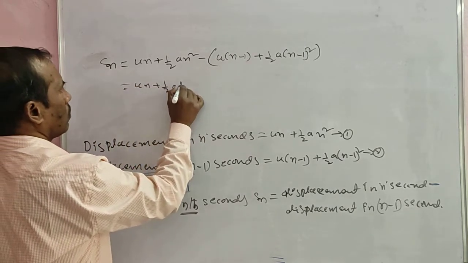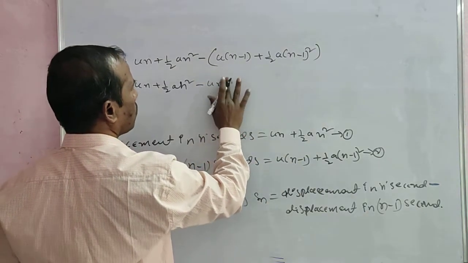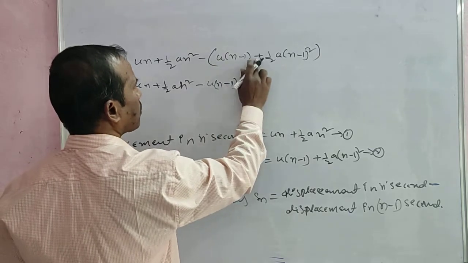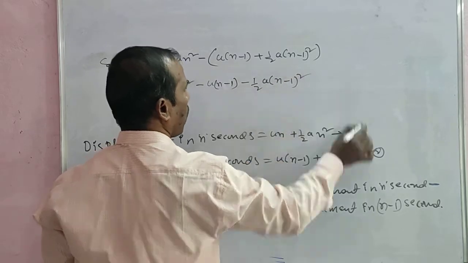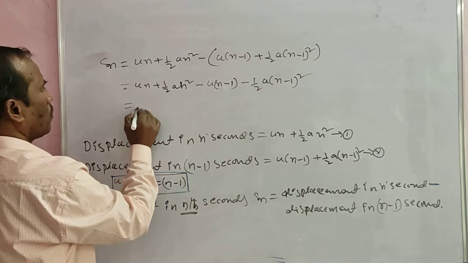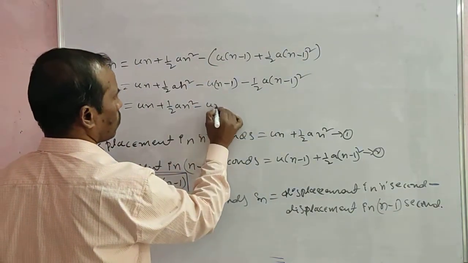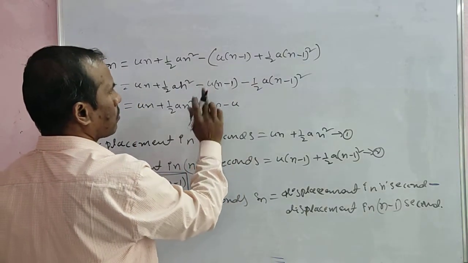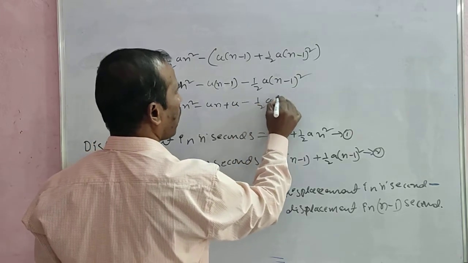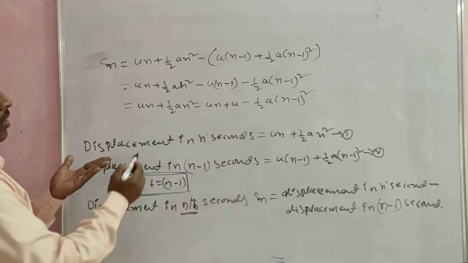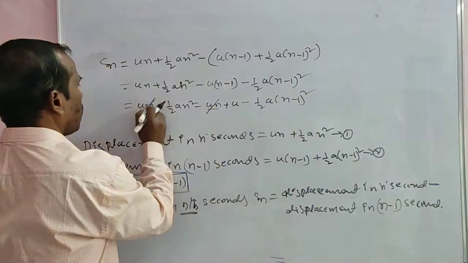Now open this bracket. un plus half a n square, minus u into n minus 1. Minus into minus gives plus, so this becomes plus u. Then minus 1 by 2 a into n minus 1 whole square. Any terms that cancel? This is a positive value, this one is negative, so these terms cancel. Yes, this is a cancelled term.